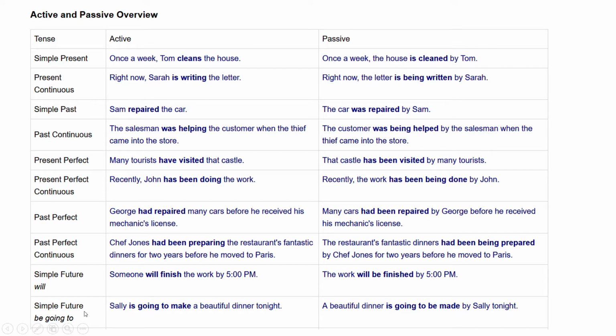Okay, and then next one, simple future, be going to. Sally is going to make a beautiful dinner tonight. A beautiful dinner is going to be made by Sally tonight. So for future tenses, make sure that you add be in the sentence format. Okay, so hopefully for these several tenses, it's clear for you on how to change active to passive.